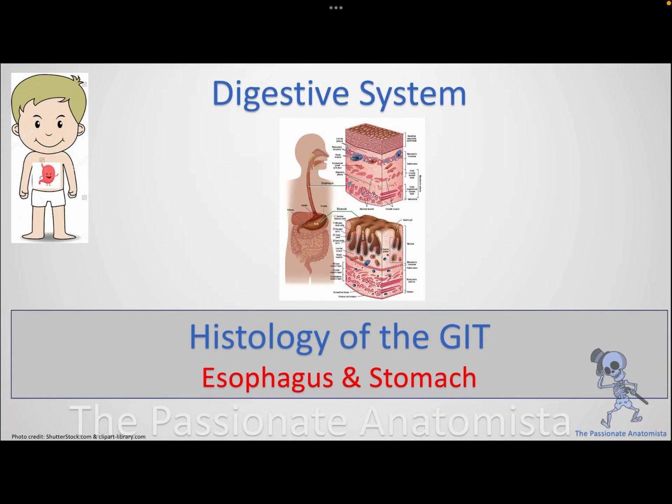Hi guys, in this video we're going to talk about the histology of the GIT. Here we will start with the esophagus and stomach, and then we're going to talk about the small and large intestine in a separate video, and then the glands and extramural parts of the tract, the organs that are going to help in digestion, which are out of the tract itself. It's going to be in a separate video.